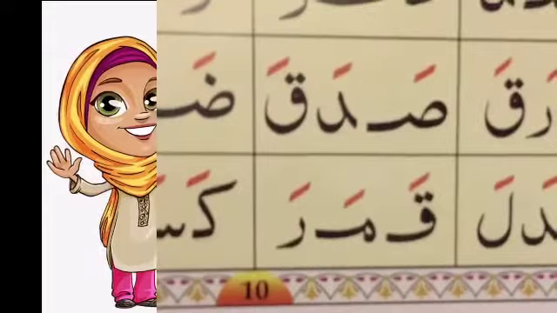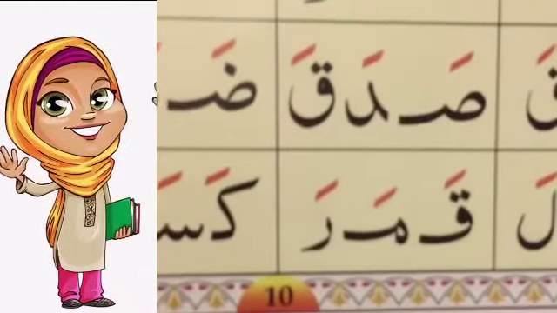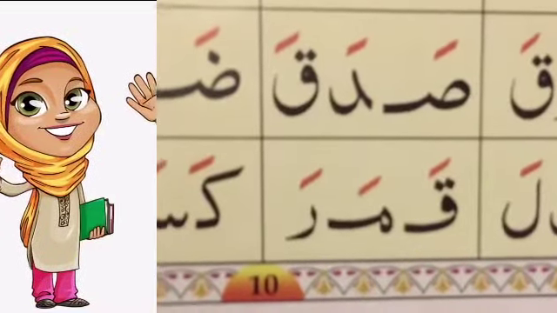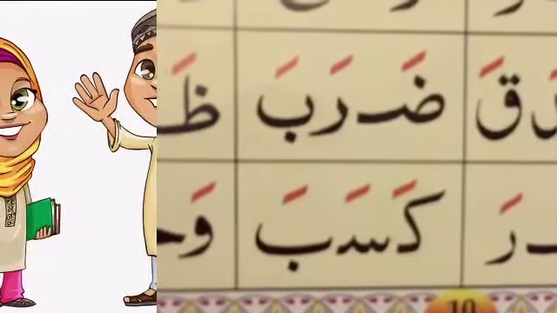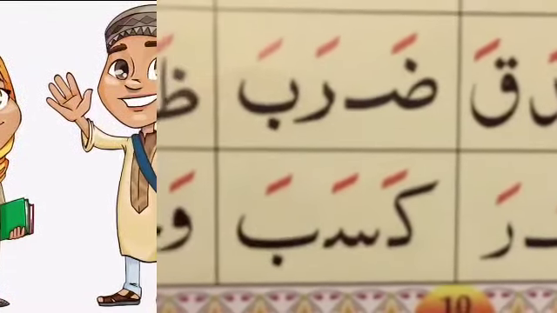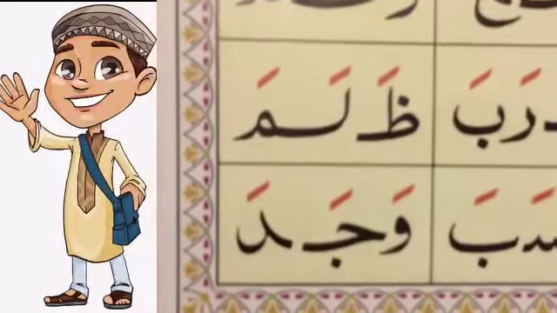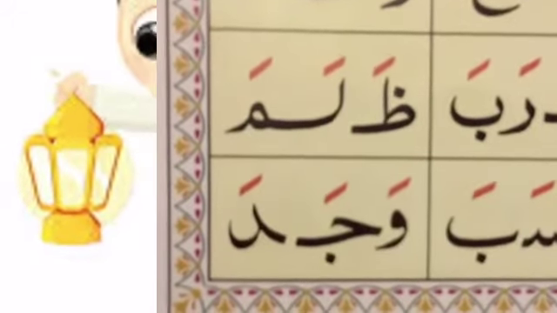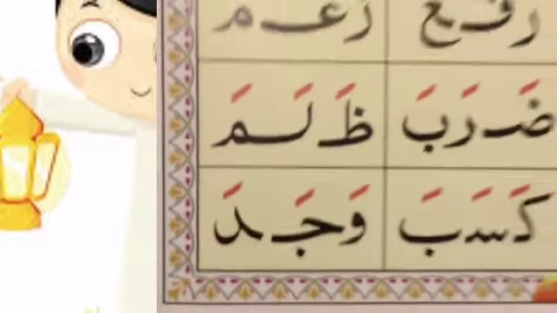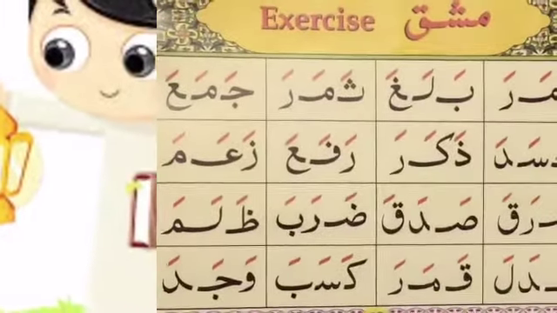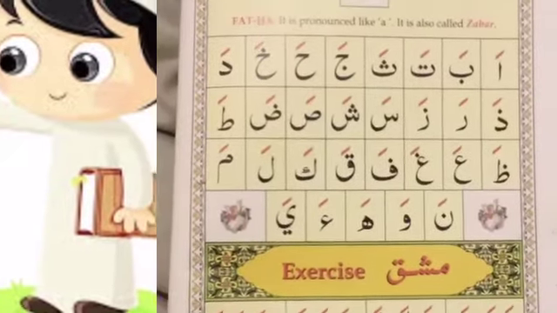قامرة. قاف ميم and را. The middle one is ميم not واو. كسب. كاف سين باء. وجد. واو جيم دال. That was the exercise page 10, and good luck to you all, guys.